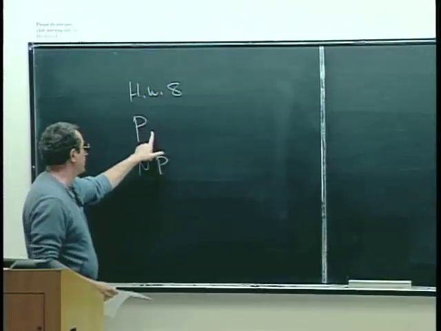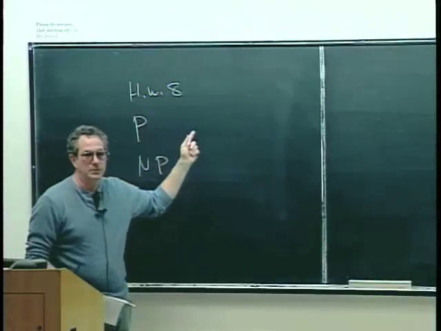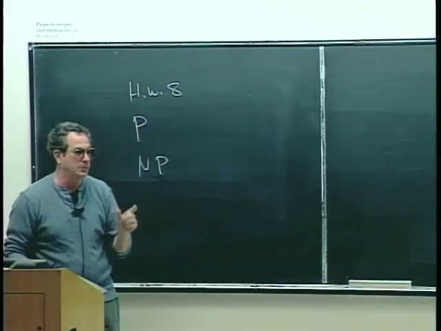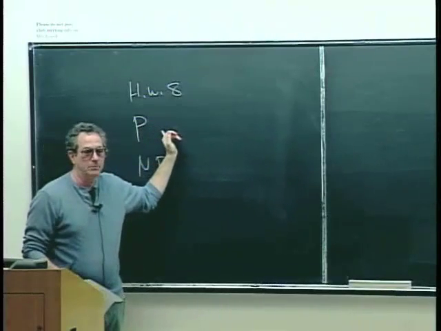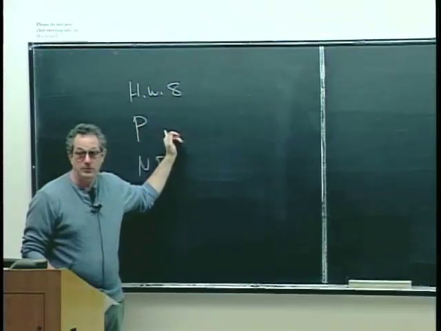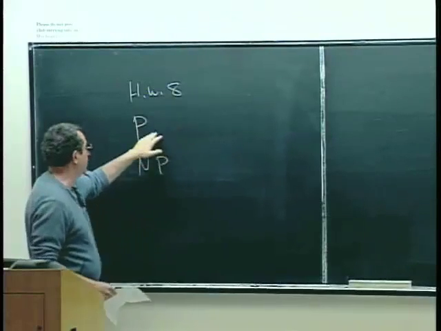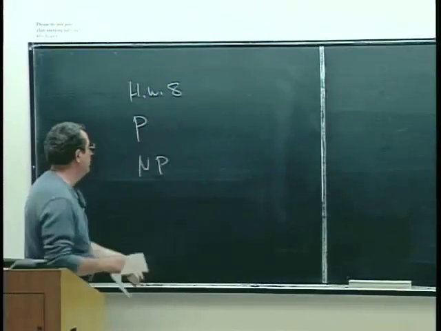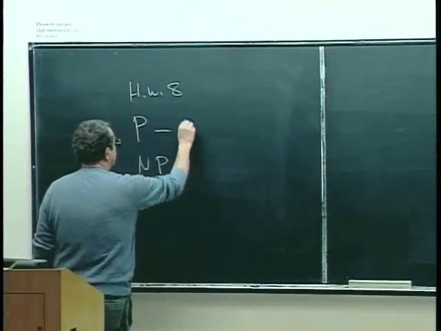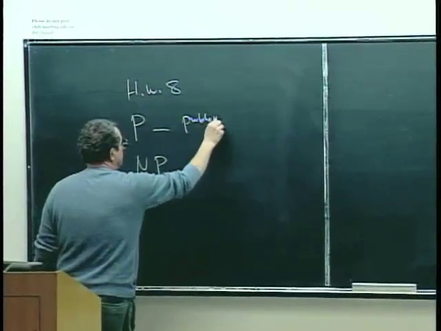Last time I said P was the class of problems, and they're decision problems, yes-no problems, such that there exists an algorithm that solves that problem, which is always correct, it's deterministic, and its worst-case running time is bounded by some polynomial function of the input size. Okay? So this was the definition in terms of problems.